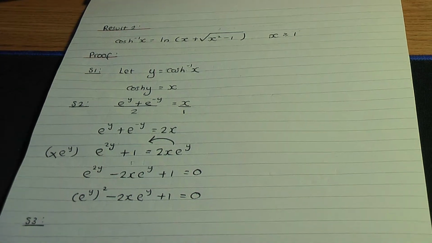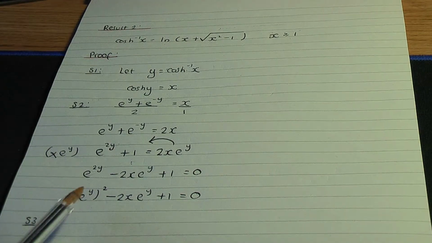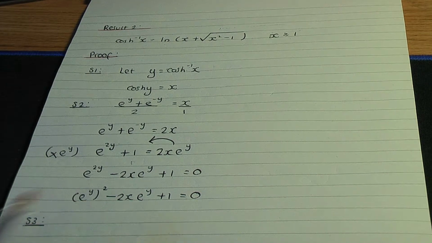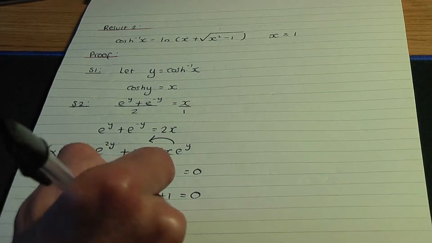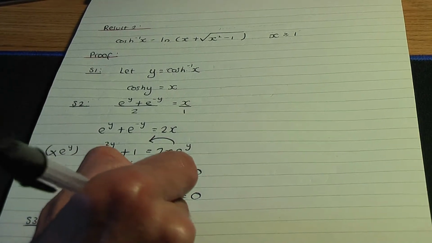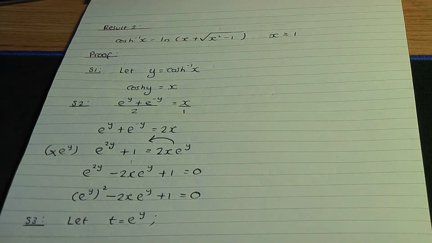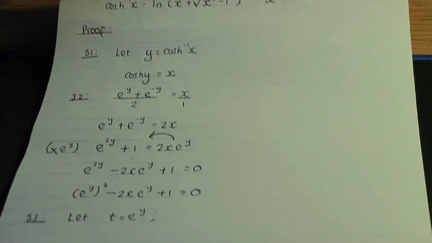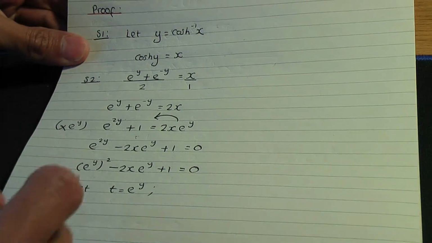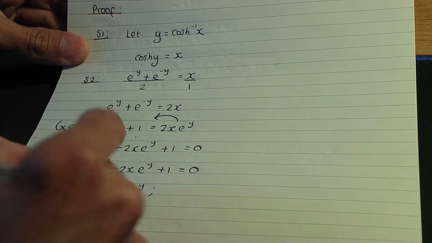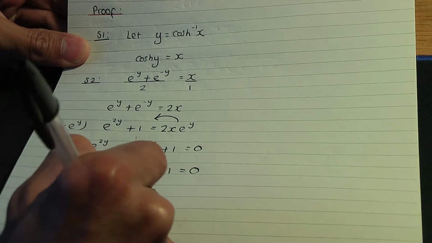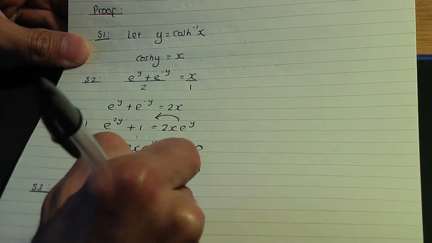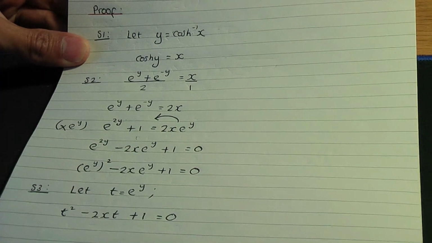That takes us to step number 3, because I'm going to make this resemble a quadratic by replacing the e to the y terms by a letter. I tend to use t. So let me let t equal e to the y. If I let t equal e to the y, the equation will become t squared minus 2xt plus 1 is equal to 0.